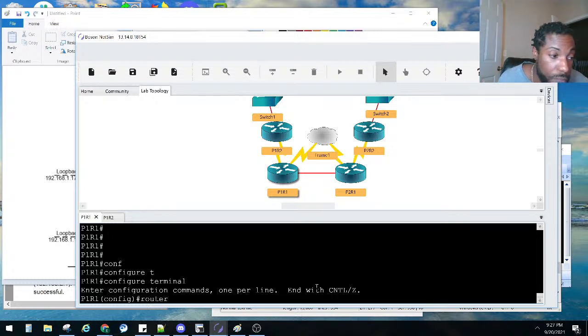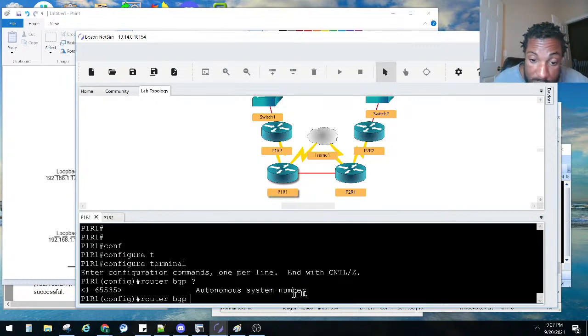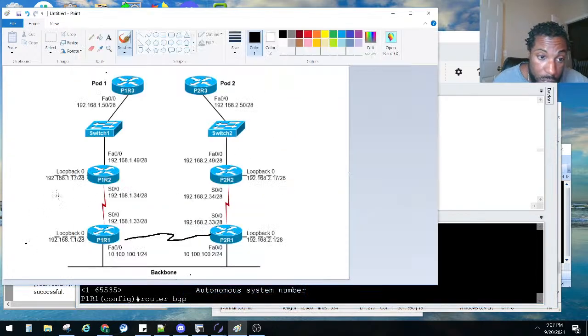Because with OSPF, that number is the process number, which is locally significant, and with BGP we're working with ASs, similar to EIGRP. We're working with ASs, or autonomous systems. So BGP with a question mark, you'll see what is the AS number. Well, in this case, our AS number is AS1 on this side. We are AS1.